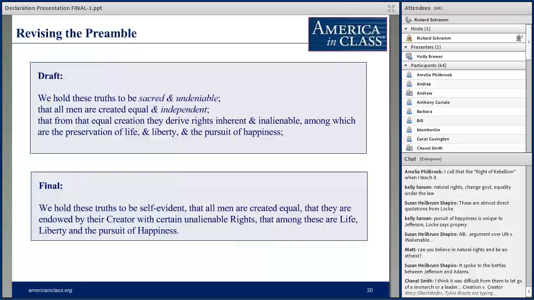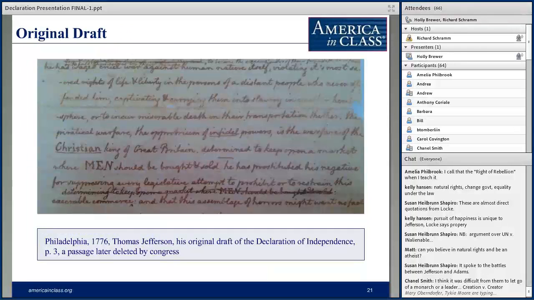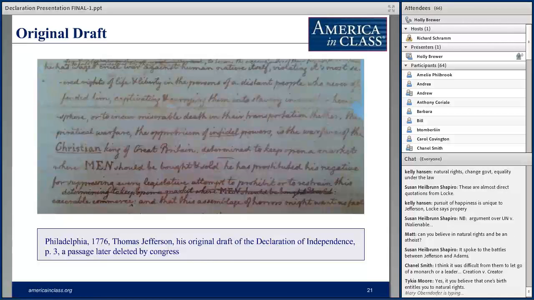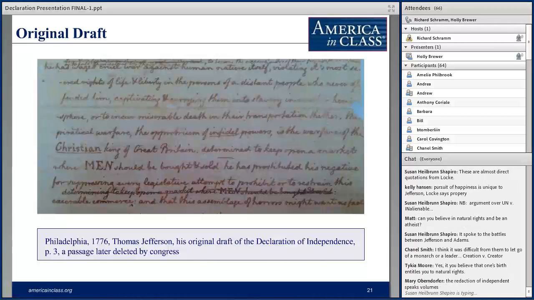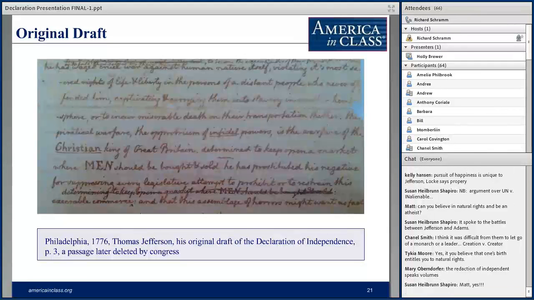And Matt here asked the question, can you believe in natural rights and be an atheist? Why don't we defer that question till later on? That's a really important question, but not one necessarily that we're going to focus on today, although it comes up in various ways as we see.